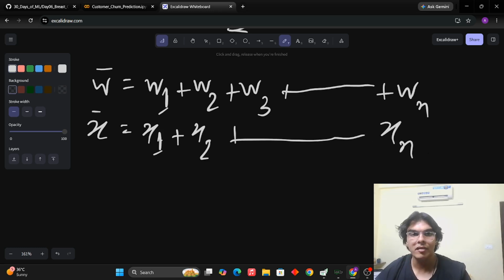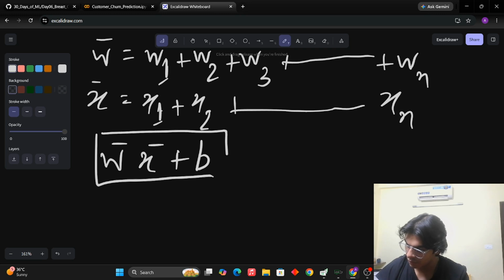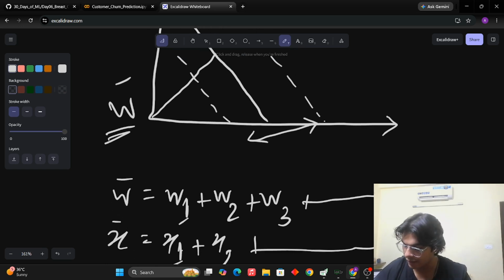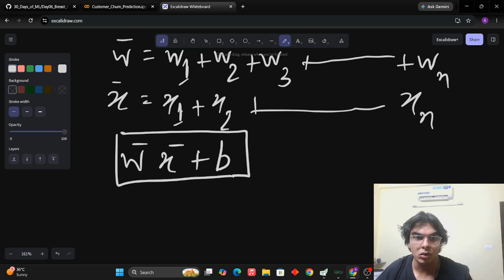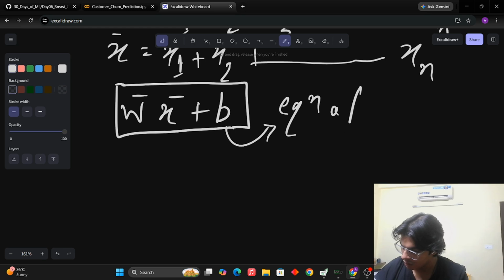So we calculate the weighted sum of these two values to get Wx plus b, which is how we represent all of the features. This is basically a representation of this W vector right here. Now comes the main thing to understand. Very important. What I'm saying is that this is the equation of the hyperplane.